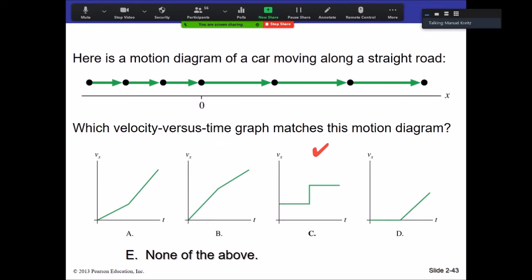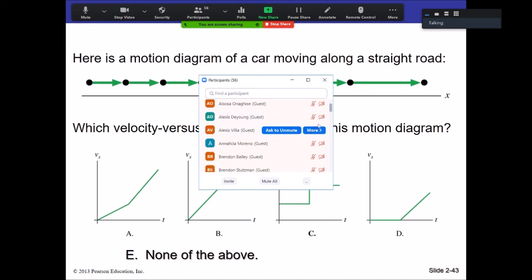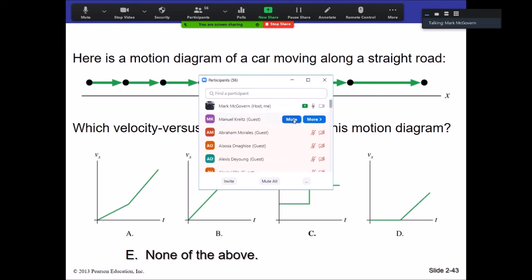So it's C because it's constant? C is the only graph that shows constant speeds. All the other graphs are showing steadily increasing speeds, which means acceleration. We're not accelerating here. You see that? There's no acceleration here. It's just a constant speed. Magic happens at some point, and then we're going faster. So, yep. Okay, cool. Okay, thank you. Yeah. All right.